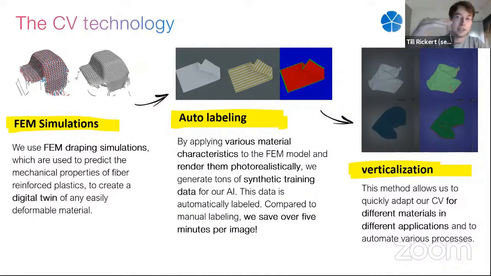And if you calculate that for tens of thousands of images, we save days, sometimes even years of labeling effort. And this development pipeline allows us to quickly adapt our computer vision to different materials, different applications, different processes, and it gives us a huge advantage in terms of speed.